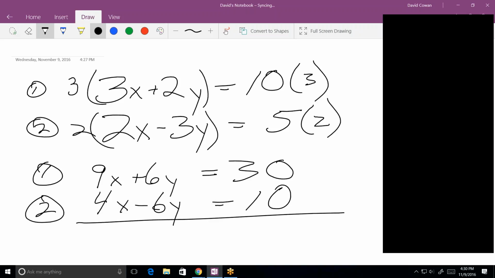Now that's beautiful because now I can add the two equations and come up with my answer. Right. 13x equals 40. x equals 40 divided by 13. I made these up off the top of my head, so you're not going to necessarily get integer answers. But this is an excellent illustration of when you have to multiply both equations by some number. Okay?